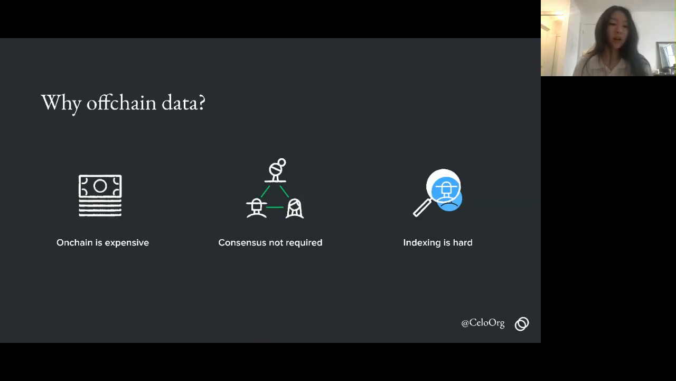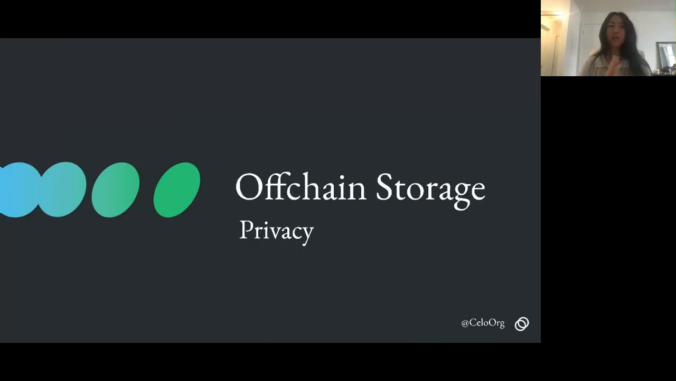Now, even when using off-chain storage, we need to consider the issue of privacy, right? Most users will probably not want their personal information to just be accessible to anyone to read, especially when associated with transactions on the blockchain. So we're going to take a quick look at how we implement private off-chain storage, just a high-level view of that.